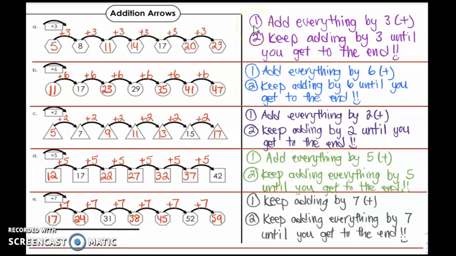The first rule, first graders, number 1 says you're going to add everything by 3. You see that plus sign there? What that means here is whatever is in this shape here, that same number comes here and you're going to add 3. You see that?